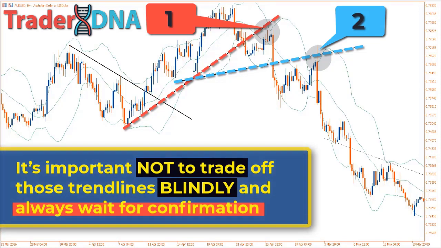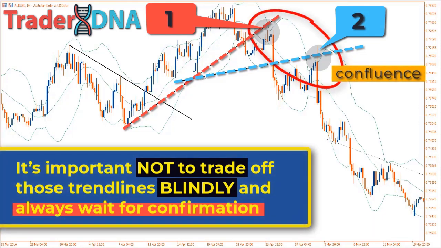Bollinger Bands squeezes are a well-documented trading concept, and when combining it with the concept of trend lines and reversal trading, the trader can create powerful confluence concepts.